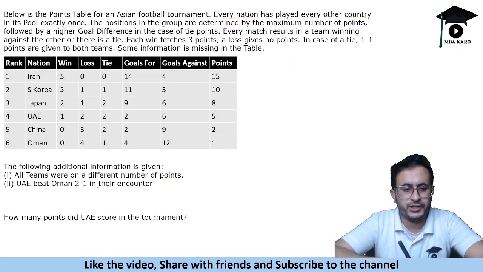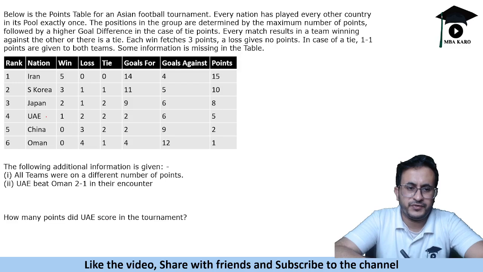How many points did UAE score in the tournament? So we just discussed that UAE won 1 match and had 2 tie matches. So their total point is 5 points.